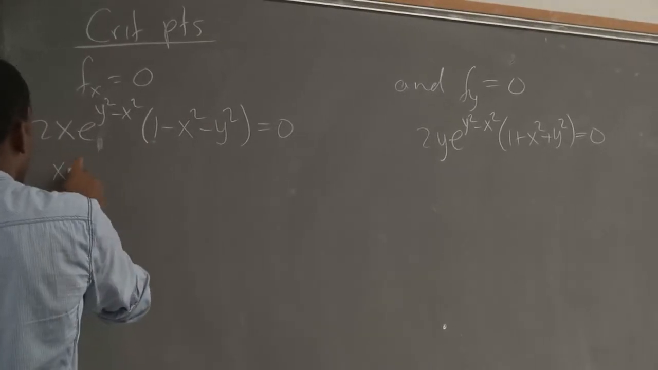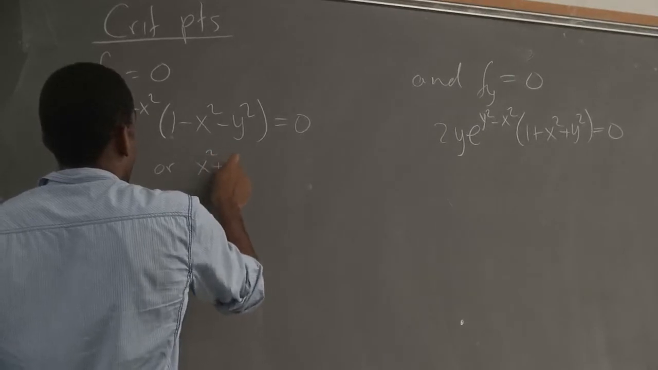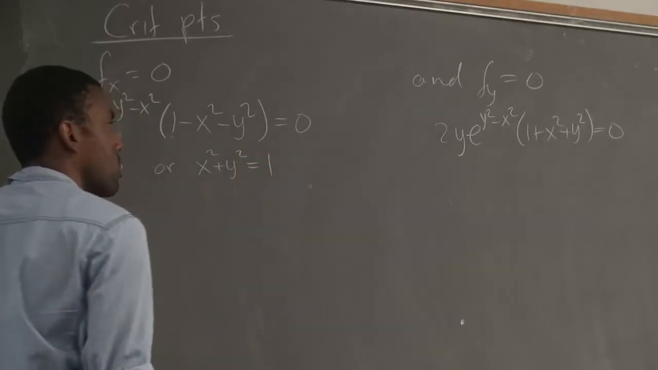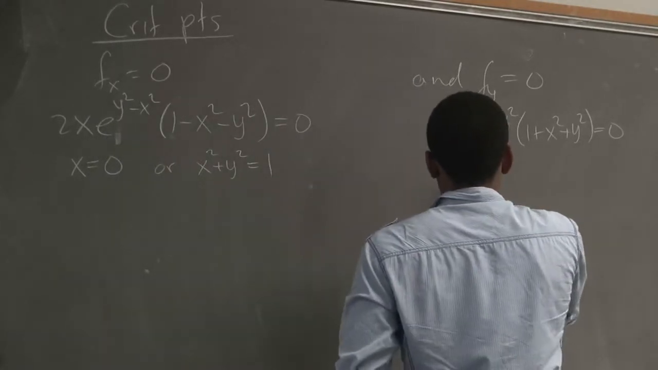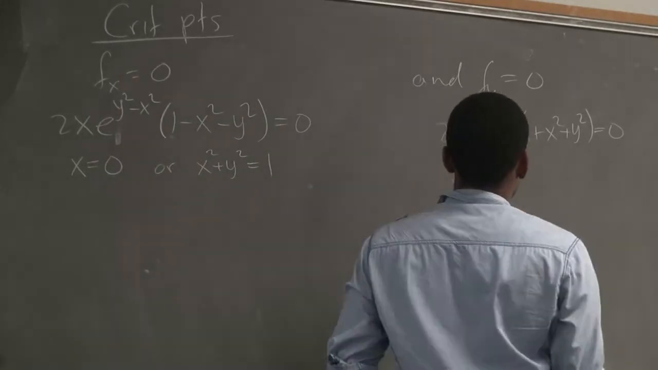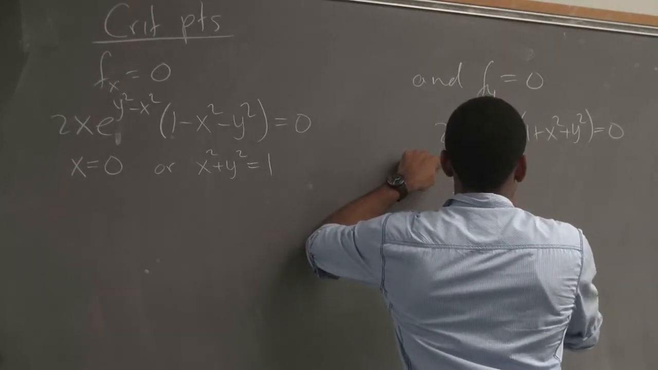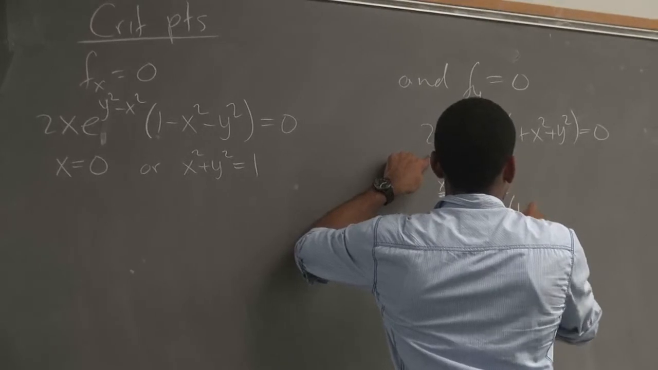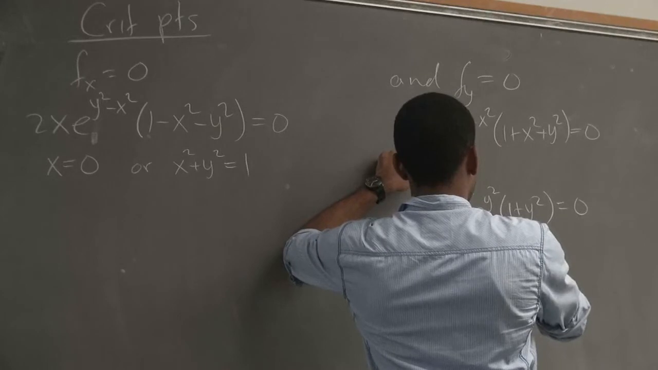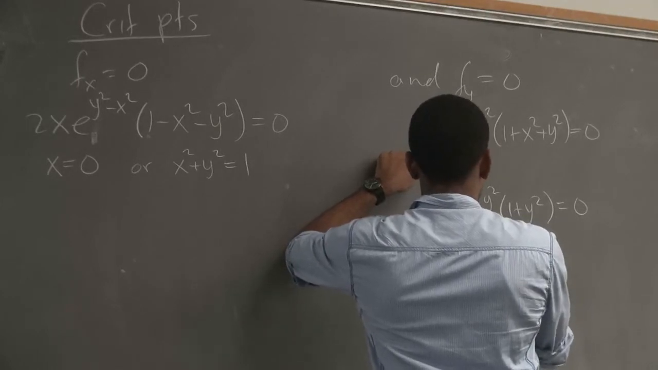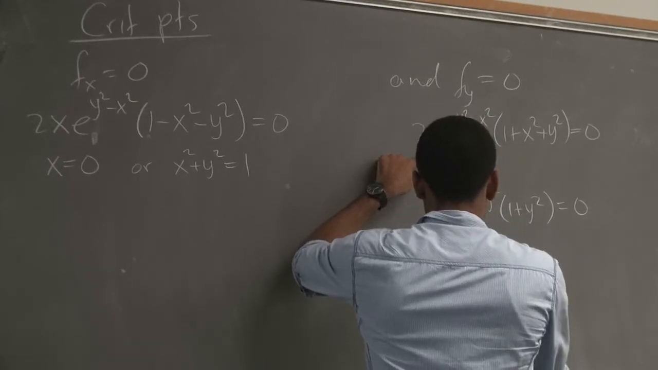This gives me either x equals 0 or that thing equals 0, x² + y² = 1, right? So now I'm going to plug both those situations into here. If x equals 0, I would have 2y e^(y²) times (1 + y²) equals 0. This is never 0, this is also never 0, right? So I get y equals 0, which gives me the point (0, 0).